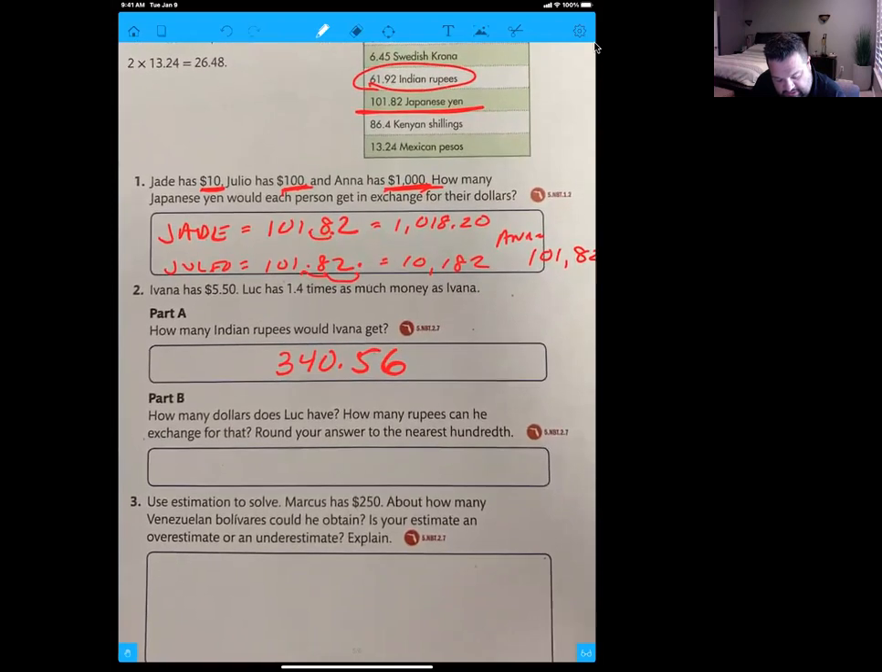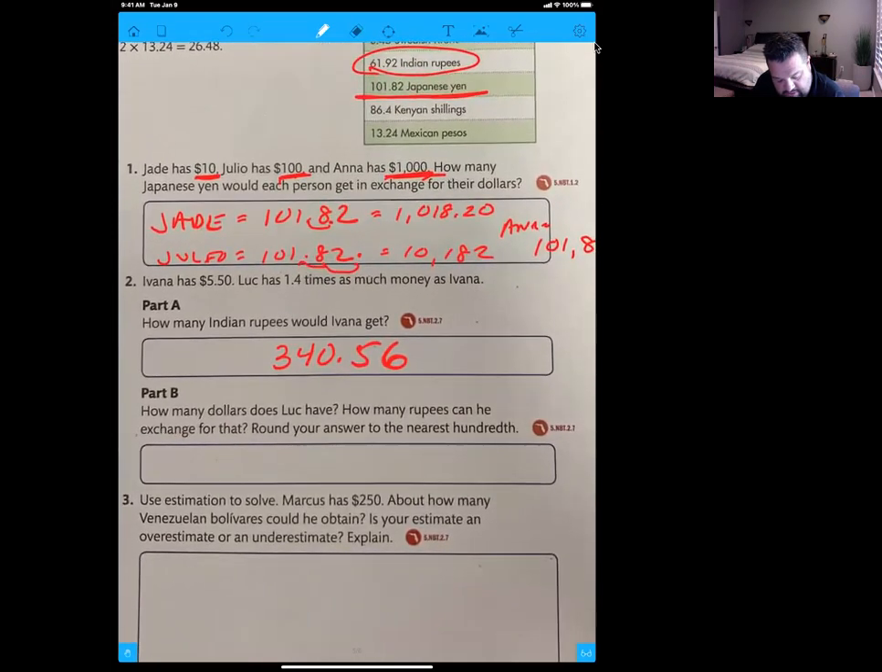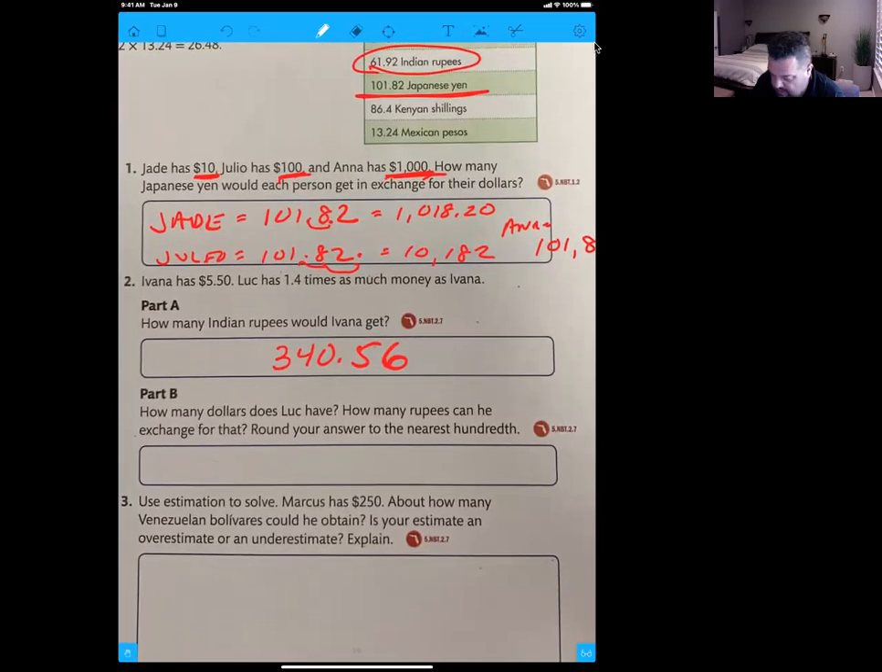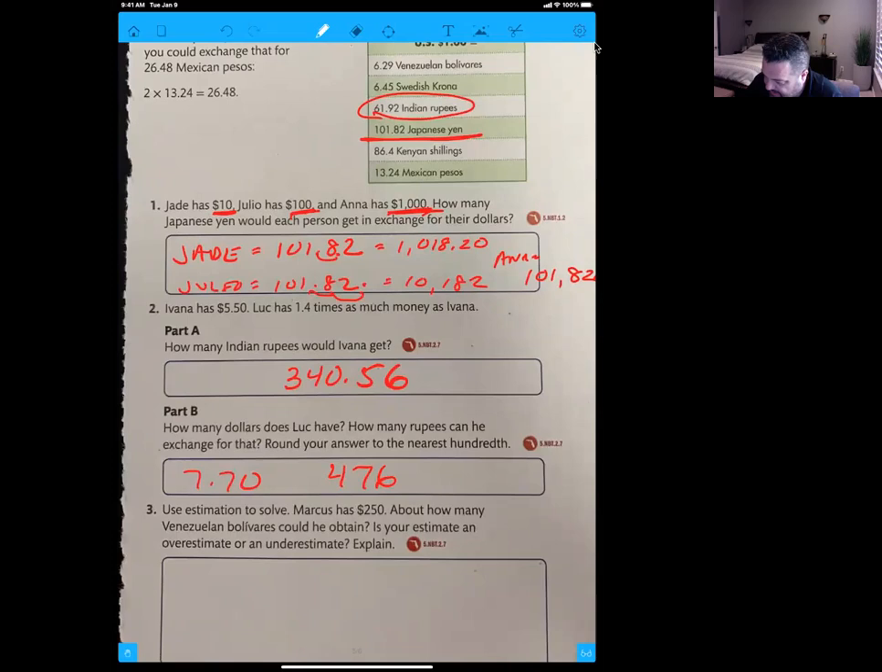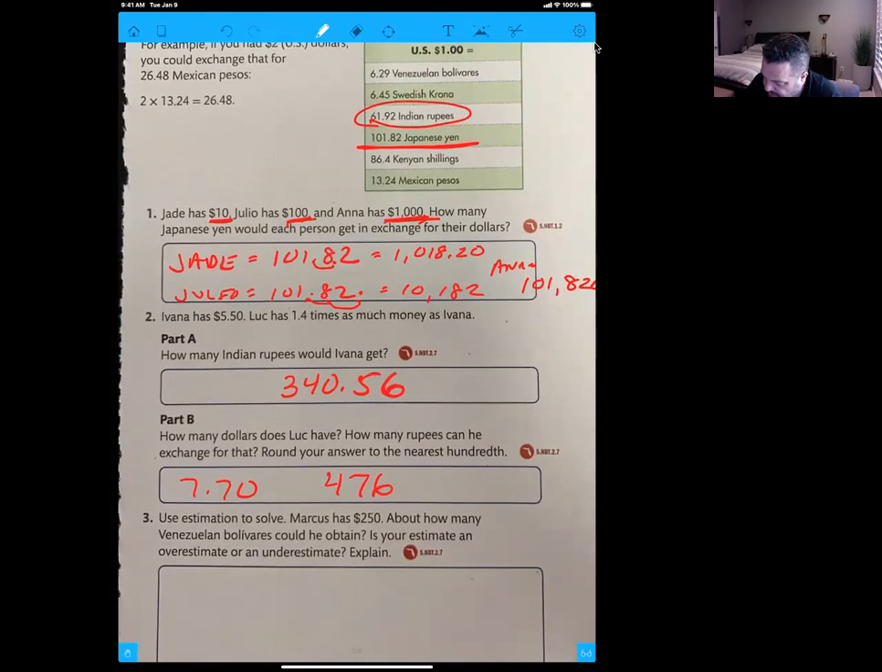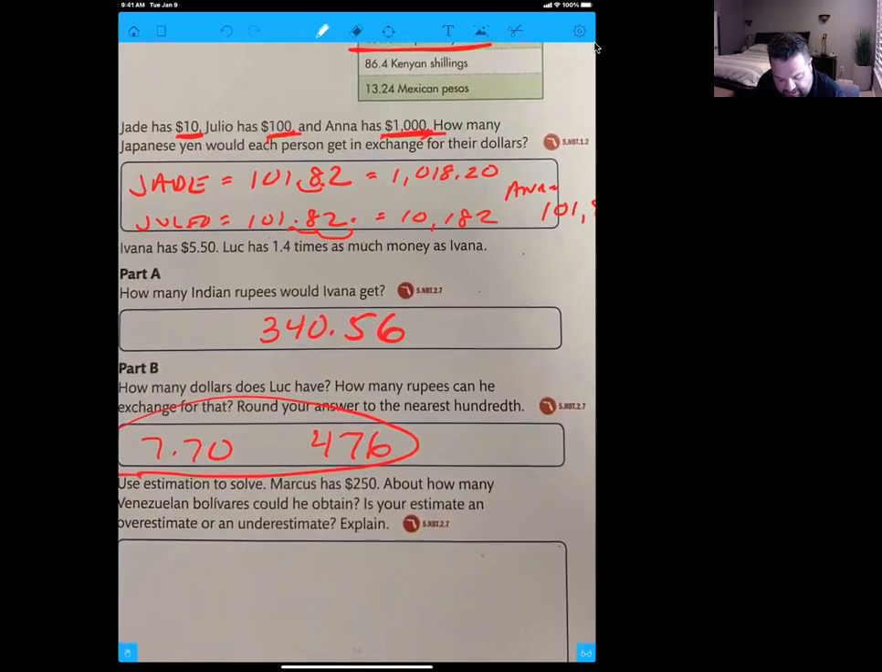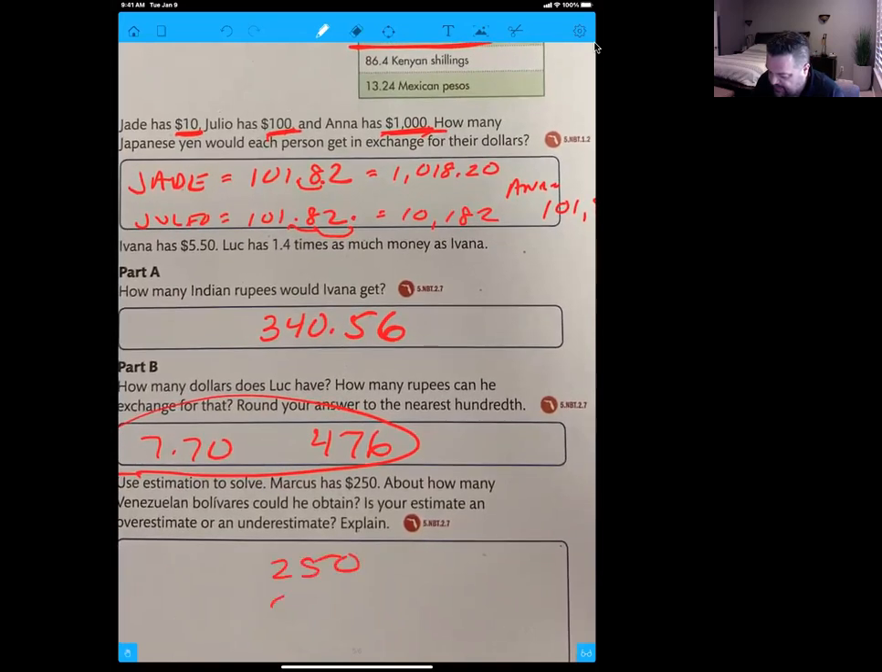How many dollars does Luke have in exchange? Round to the nearest hundredth. I got 476. I also wrote 7.70. Why did I write that? I don't know what I did. Rupees. So double check. You should see one of these as your answer. Number 3 says use estimating. 250 times about 6 should get you about 1,500 as an estimate for that one.